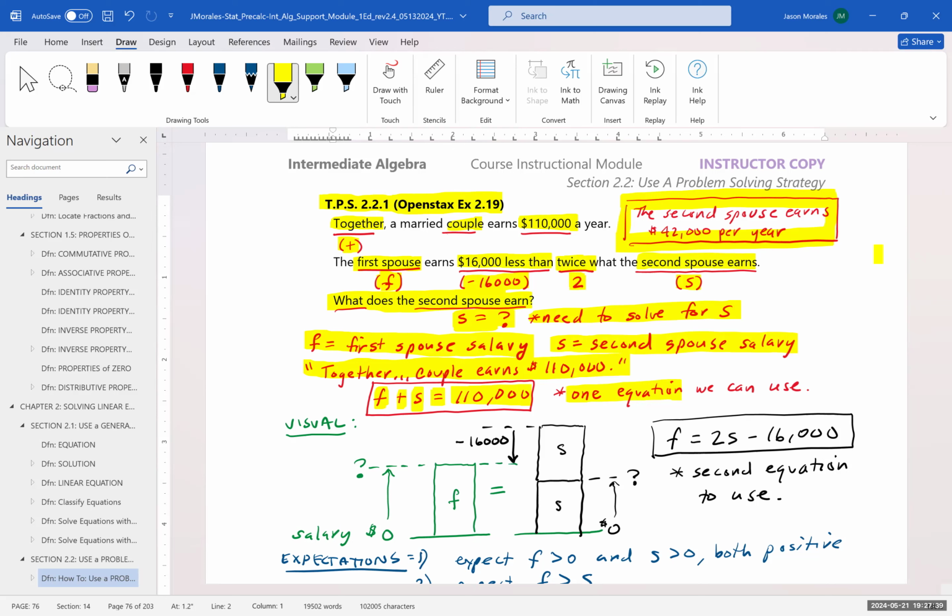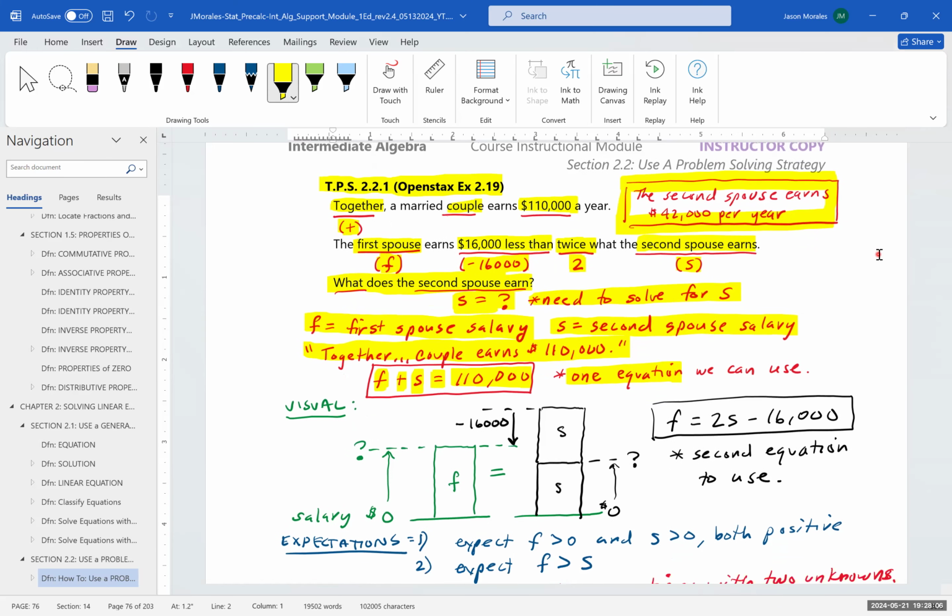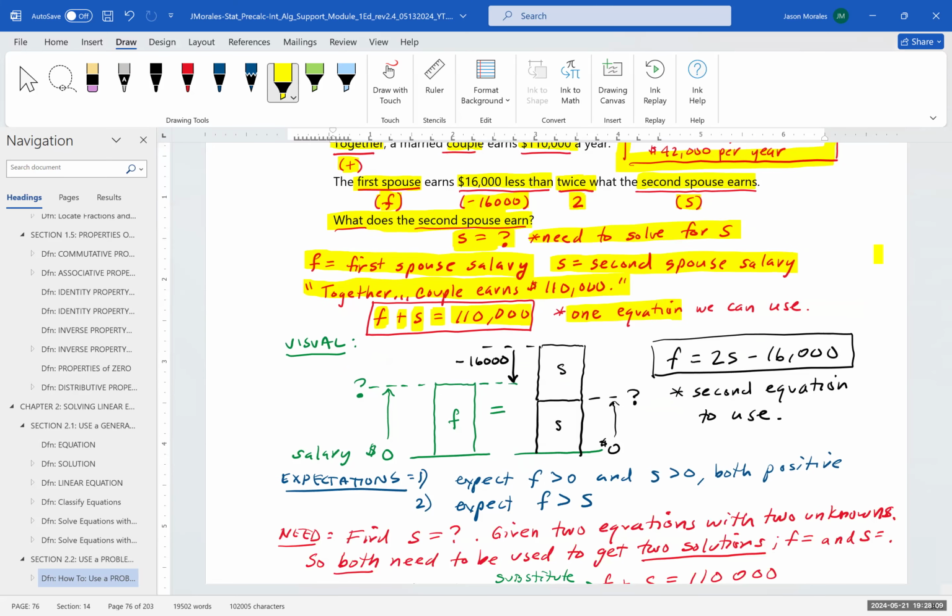Now, whenever you have two unknowns, you need two equations. If you've only got one equation and two unknowns, you're not going to be able to solve for both unknowns. Because we have two unknowns, we need to look for two equations. Now we've got one, and we got it just by reading the text. But the second one we're going to get by creating a visual. So this is our visual here.